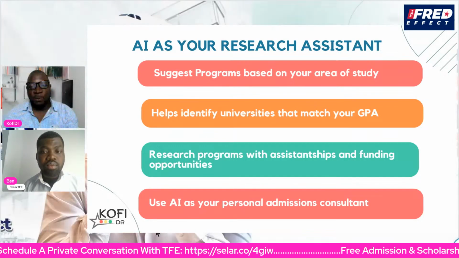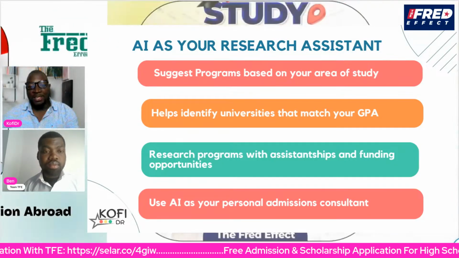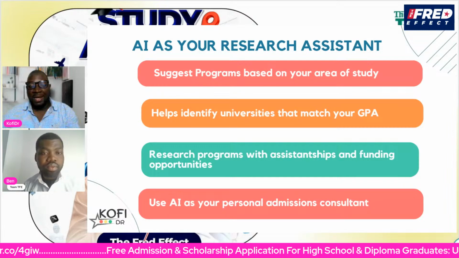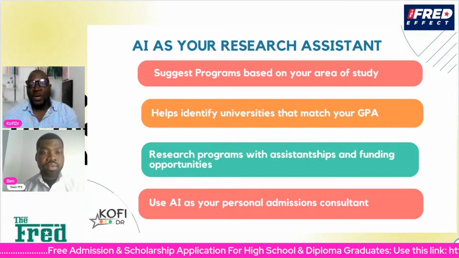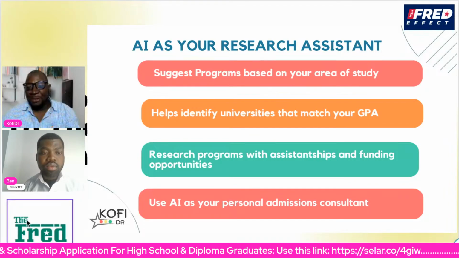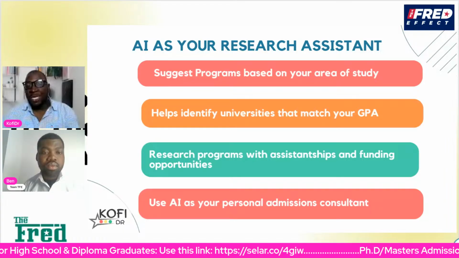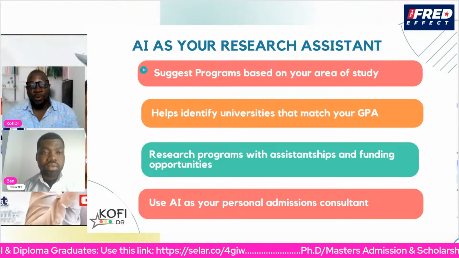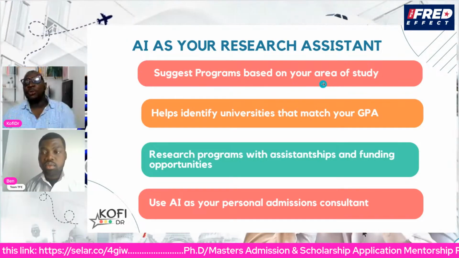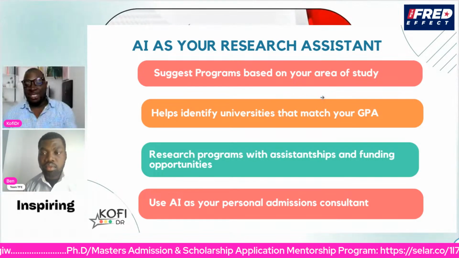Most of the times, people come on our live and they will be asking questions like, "Oh, I have a degree in so and so. Can you suggest some programs for me, or can you suggest some schools for me?" This is a very simple question that can be answered by even our good old Google and the current AIs that we have. So you should use AI to suggest programs based on your area of study. It can also identify universities that match your GPA. You can use it to research for assistantships and funding.